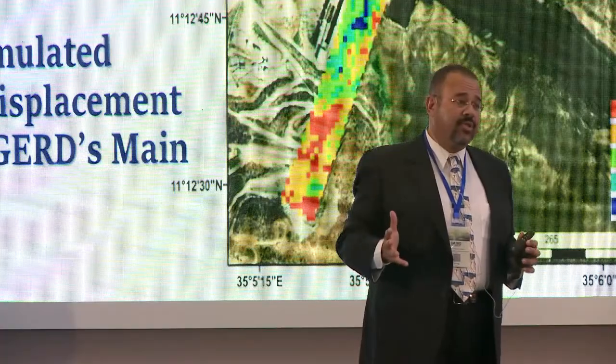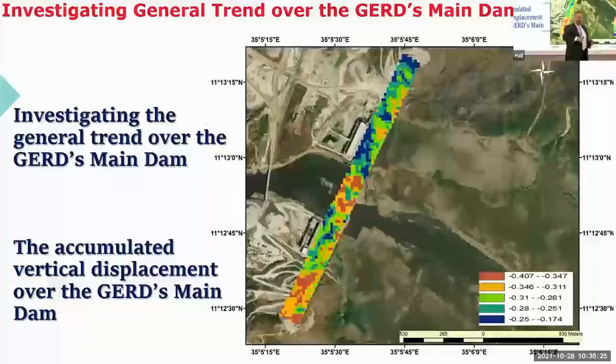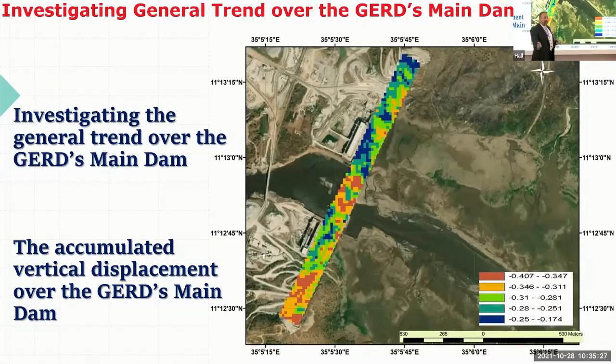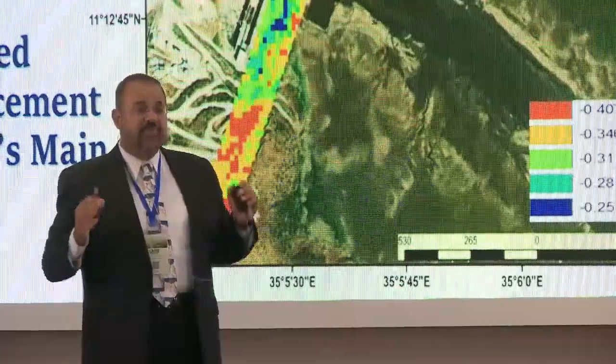What is the most important or interesting feature that you can see here? The change in the colors. Look at the east part and the west part. On the west part, it's more reddish colors. On the east part, it's more bluish, greenish colors. Bluish, greenish is a totally different range of displacement as compared to the red one. So in other words, you don't have uniformity in the displacement.